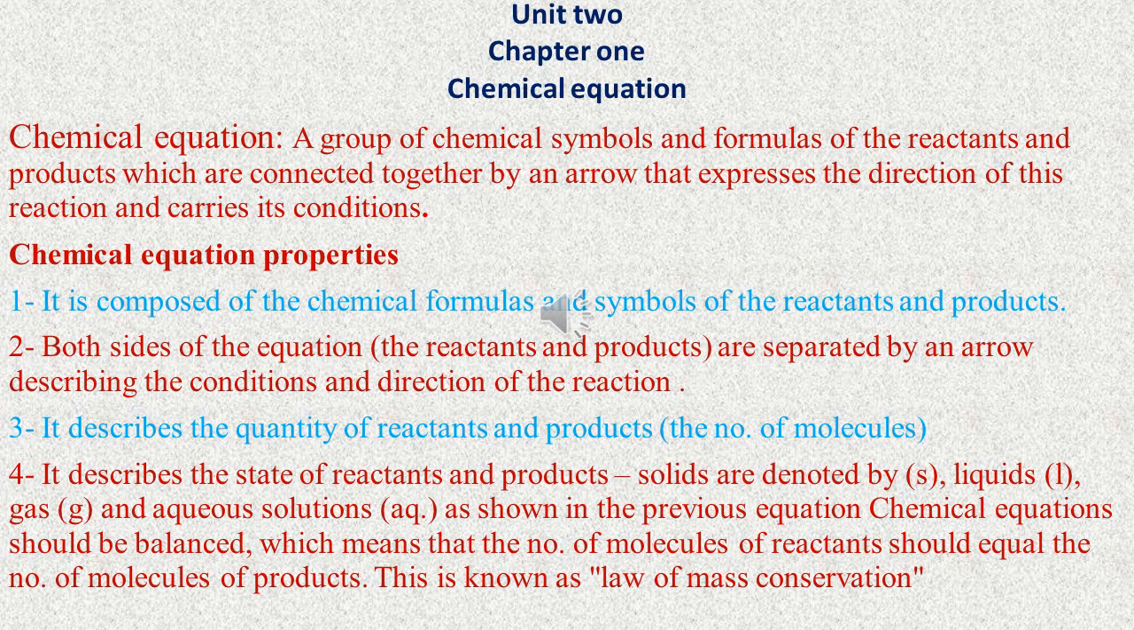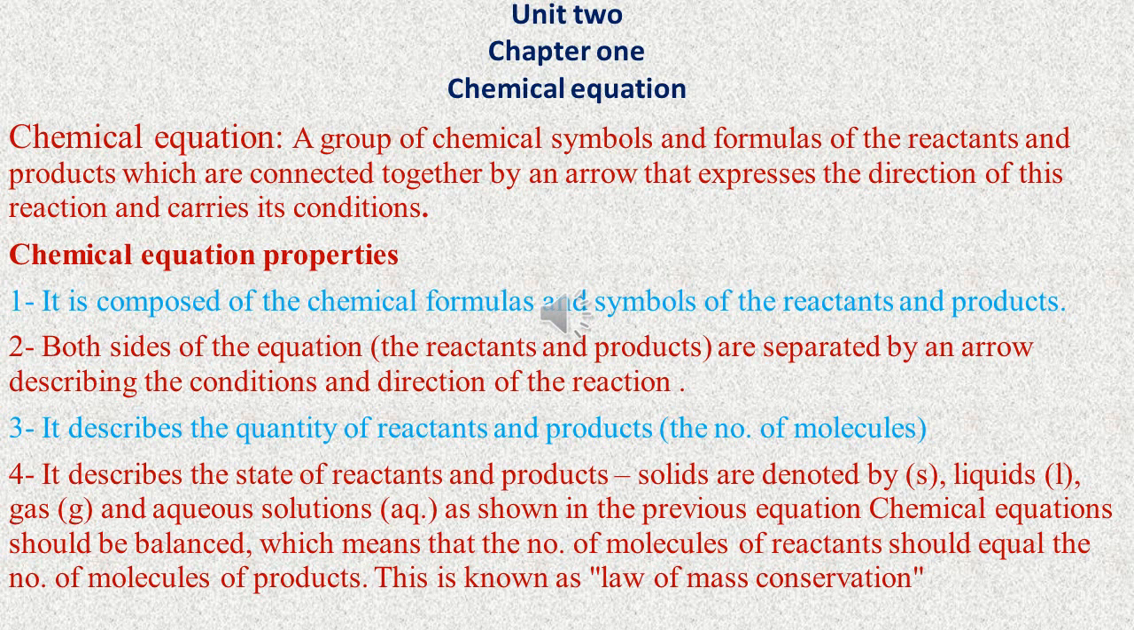Chemical equation. A chemical equation is a group of chemical symbols and formulas of reactants and products. Reactants are on the left side. Products are on the right side, and they are connected together by an arrow that expresses the direction of the reaction and the conditions.